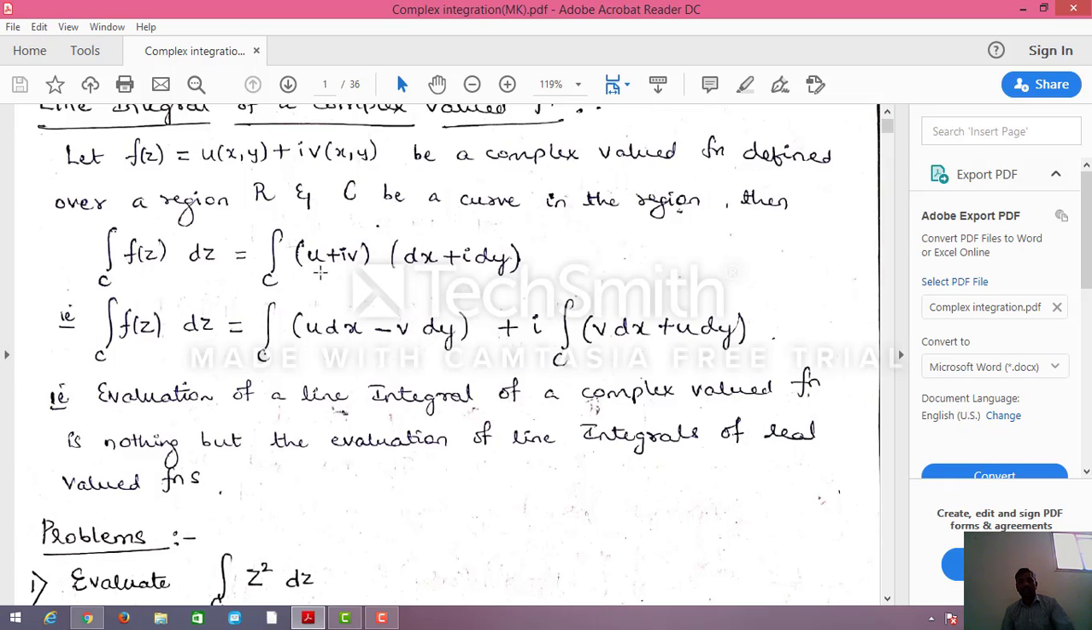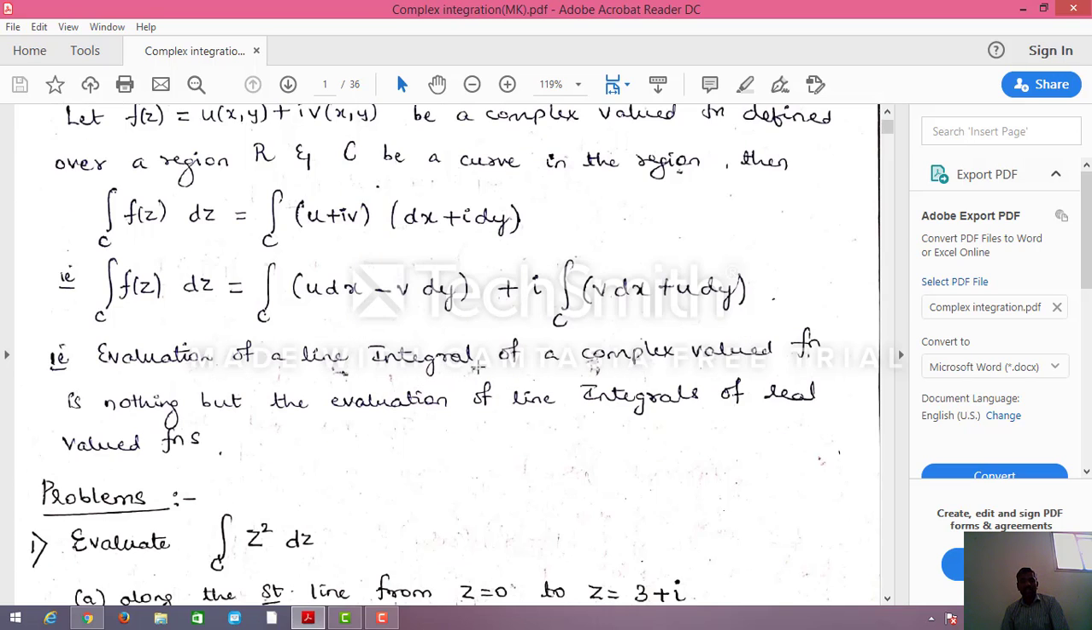First, for the real terms only, I am multiplying u into dx, plus iv into i dy. What is that? i into i is i square, and i square is minus 1, so that's the way minus 1 into v dy I have written. Plus i into v into dx, v dx, then u dy. So this is plus i into the integration over c of v dx plus u dy. Right. Evaluation of the line integral of a complex valued function is nothing but evaluation of line integrals of real valued functions.